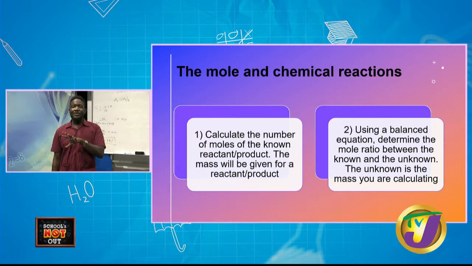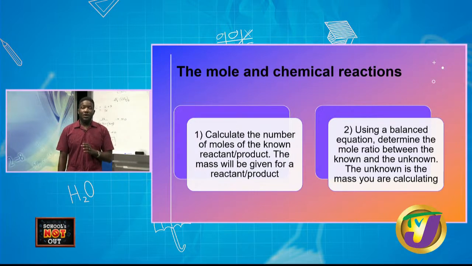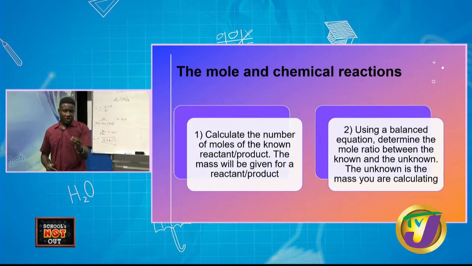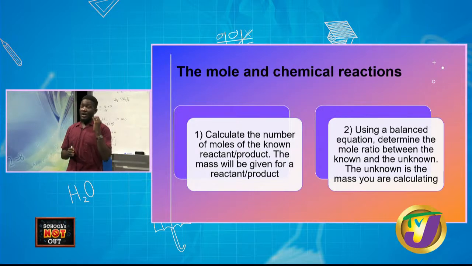So using this law, we can answer any question now with moles by following 4 simple steps. So the first step is, calculate the number of moles of the known reactant or the known product, all right? So for one of the products or the reactants, you'll be given the mass, all right? And then once you get that, you will use a balanced equation to determine the mole ratio between the known and the unknown. So the known is what you're given in the question. The unknown is what the question wants from you.